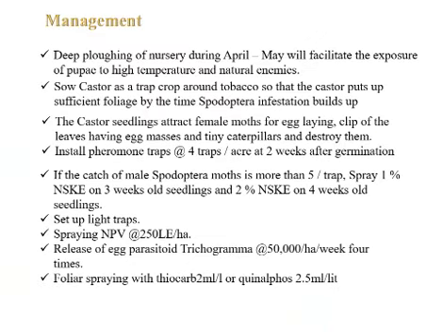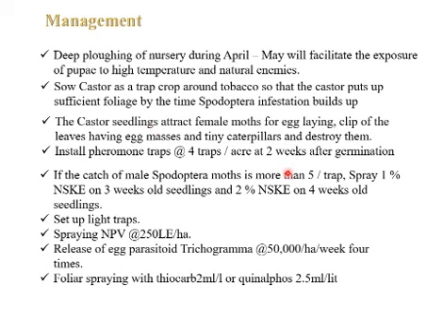Management of tobacco caterpillar: deep ploughing of the nursery during April to May, because pupation takes place in the soil. After deep ploughing, the pupae are exposed to high temperature and natural enemies, and they will be killed. We can use castor as a trap crop because it attracts the female moths for egg laying. We can also use pheromone traps at the rate of 4 traps per acre at 2 weeks after germination.